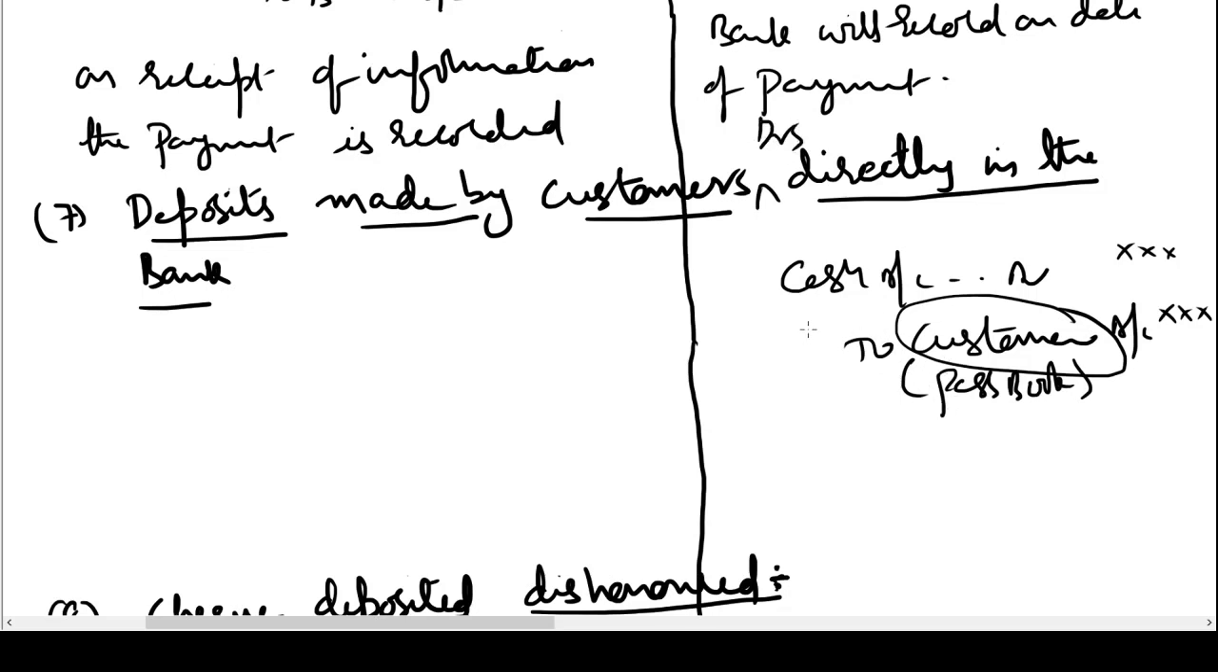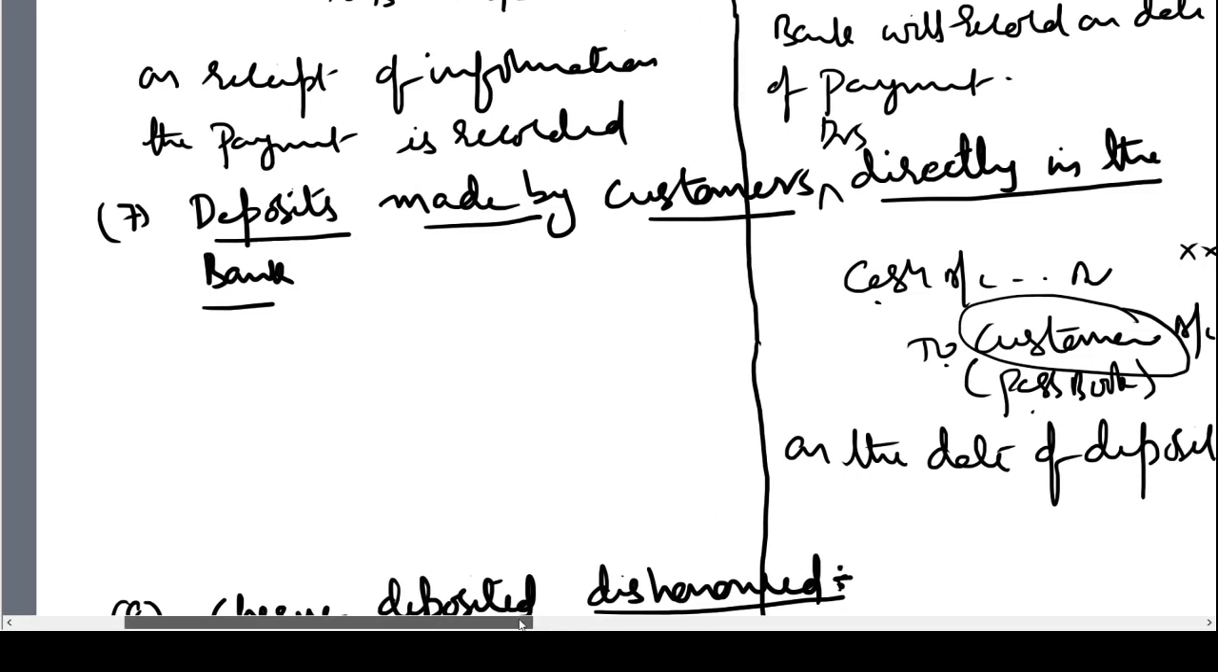So the bank will pass the entry cash account debit and it will give a credit in our passbook. That is the passbook of the business which it is maintaining with the bank. When will the bank record the entry? On the date of deposit. On the date of deposit, bank is going to record this entry and it will inform the business later.